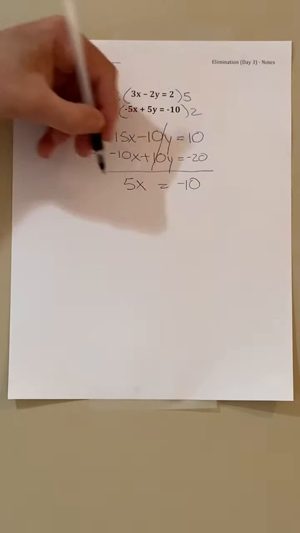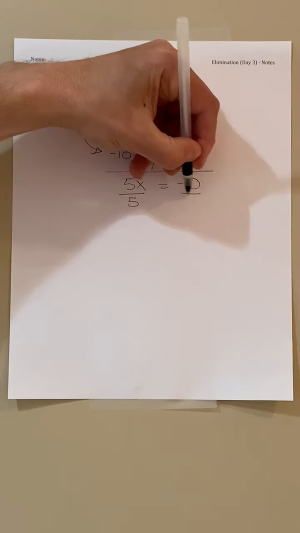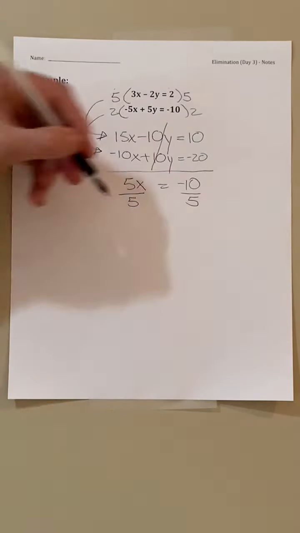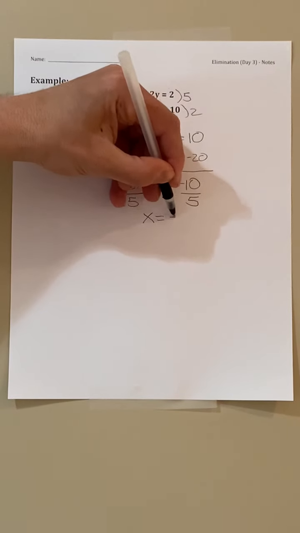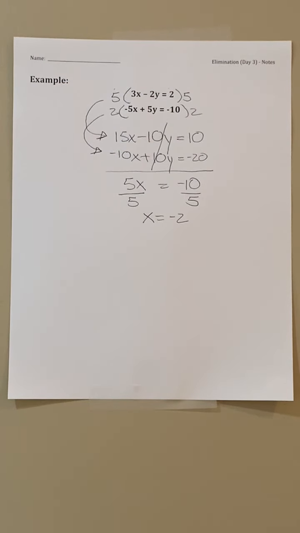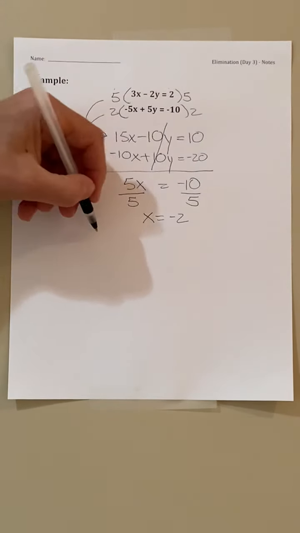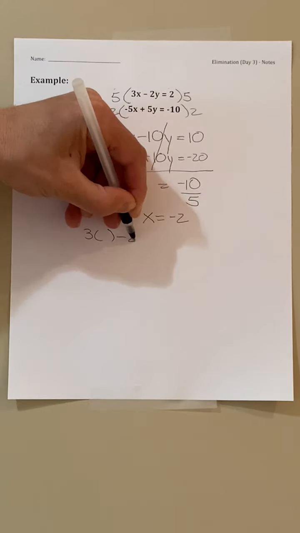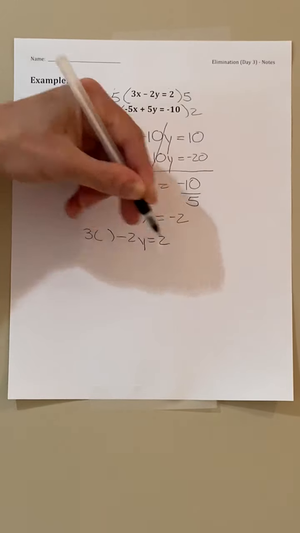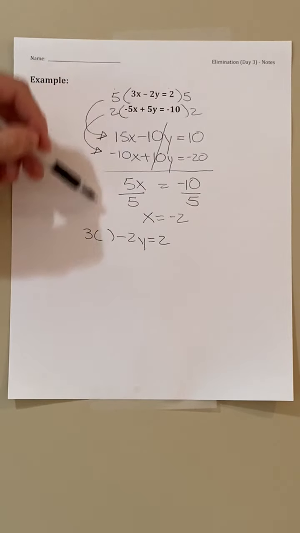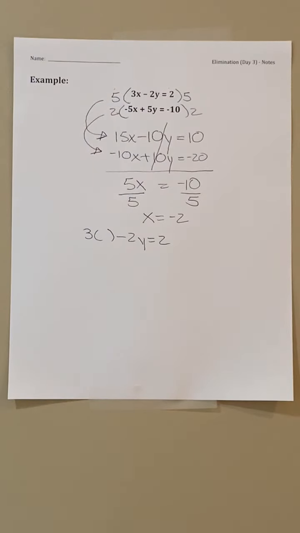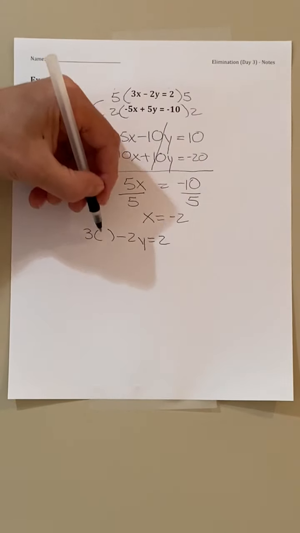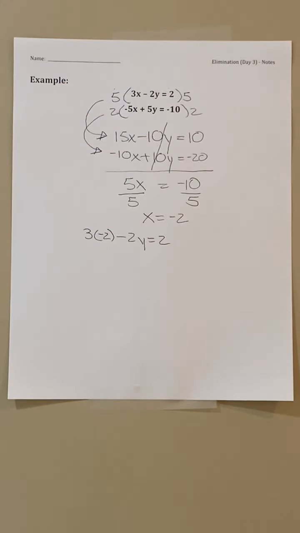Now we can solve for x. Divide both sides by 5, and I get x is equal to negative 2. Now to solve for y, I can plug in my value of x into either of my two equations. I'm going to use the first equation, 3x minus 2y equals 2. Remember, I copied this equation, but I left a blank for x because I now know that my value of x is negative 2.